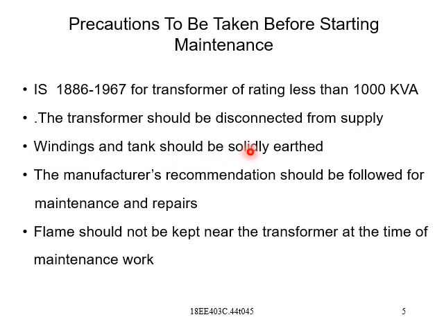Windings and tanks should be solidly earthed. Solidly means properly, heavily earthed. And the manufacturer's recommendation should be followed for maintenance and repairs. When you are manufacturing a transformer, it should come with recommendations for maintenance and repair, and it should not be like a use-and-throw device. It should be maintained, and if any error occurs, it should also get repaired.